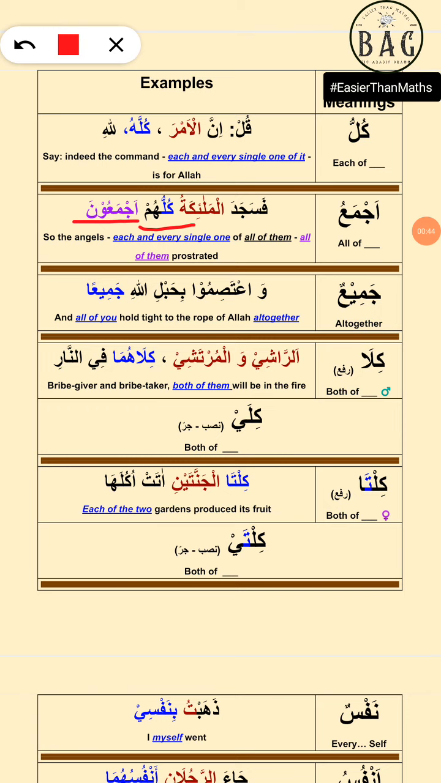Okay, so how you are going to translate it in your head is as follows. So the angels, each and every single one of all of them prostrated. The first all of them is for this whom. Each and every single one of all of them, the black all of them is for this whom, and then the purple all of them, the second stress, is for ajma'un. Now can you understand the stress that this statement is conveying? That also the angels, each and every single one of all of them prostrated except Iblis.